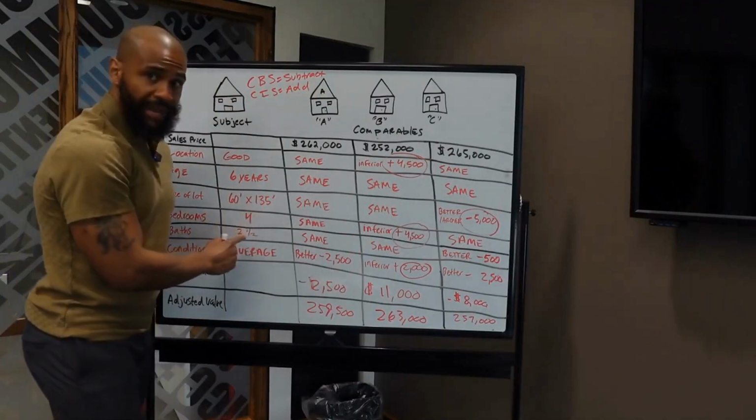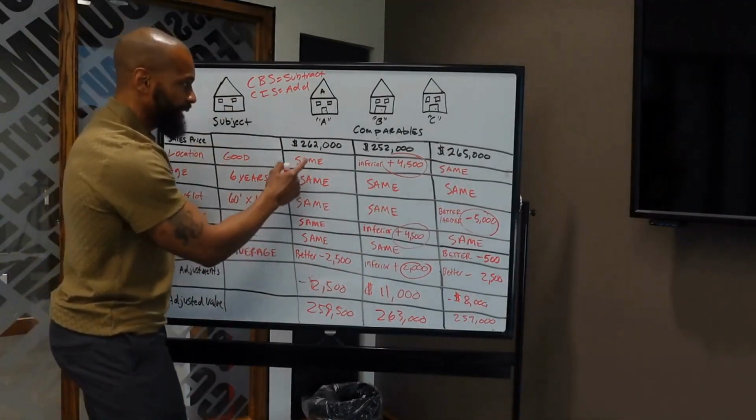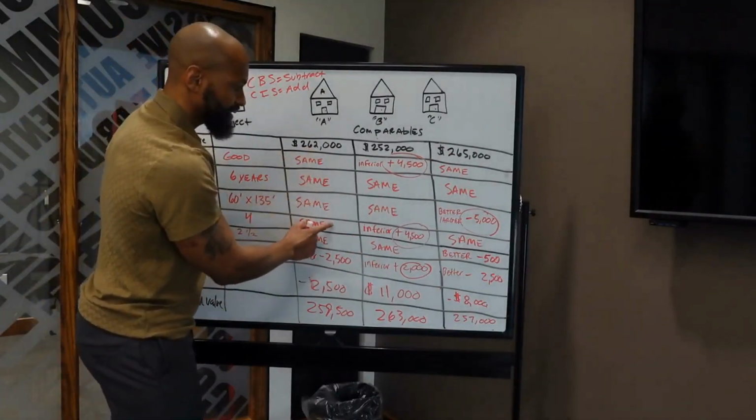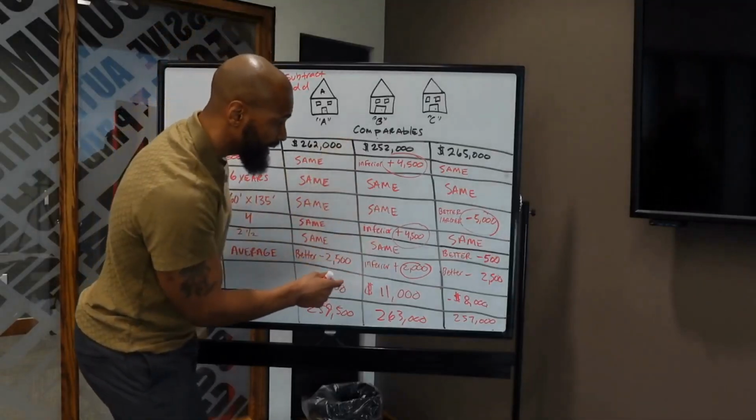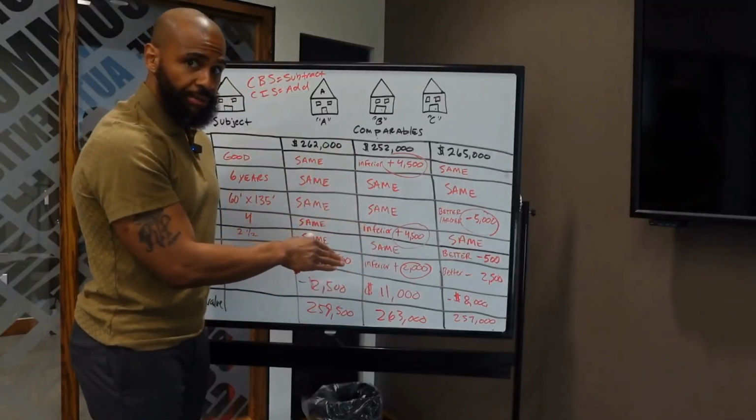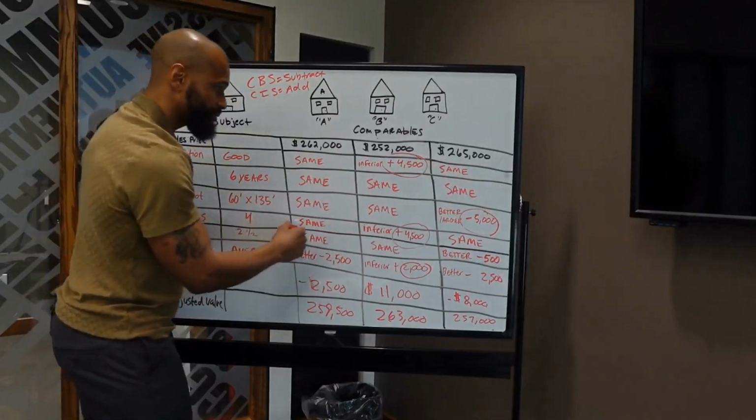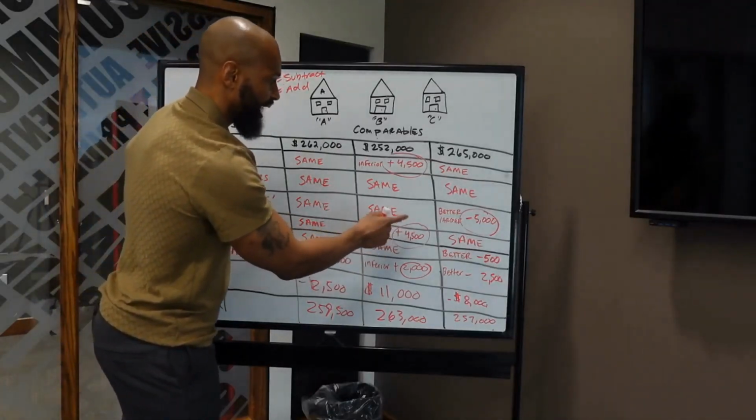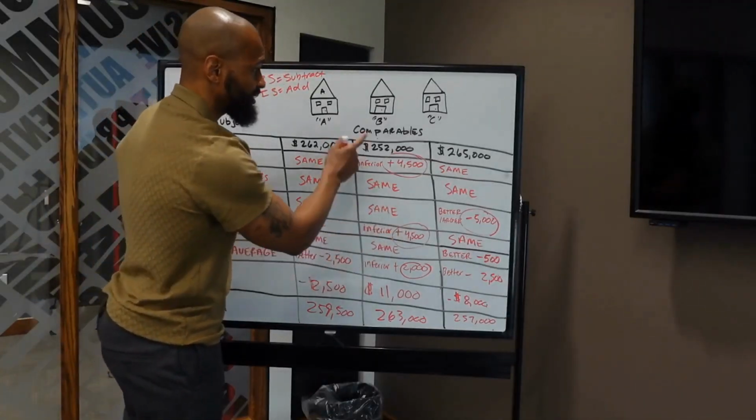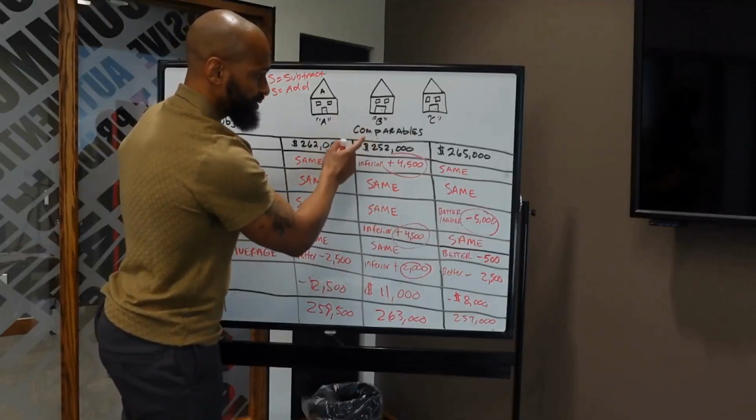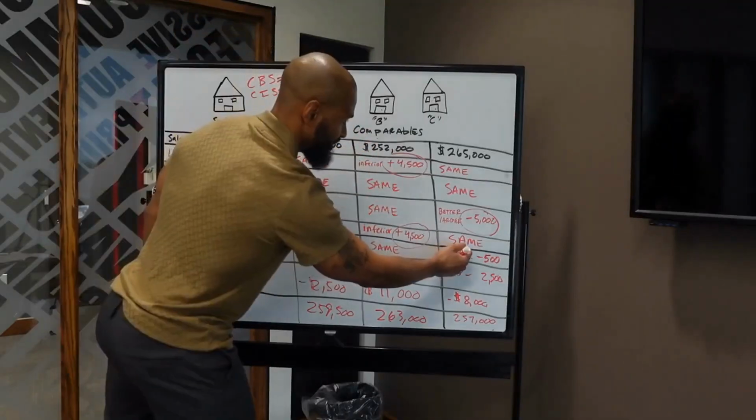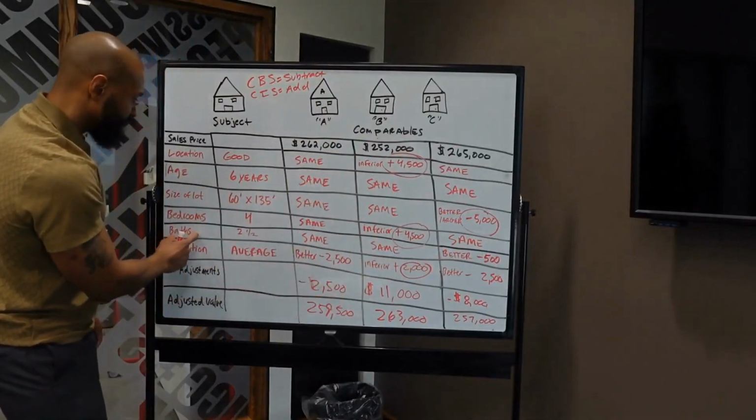So we have 4 bedrooms with our subject property. The comparable A is the same. Comparable B is inferior in terms of bedrooms. Therefore, we're going to add $4,500 to our sales price. C is the same.